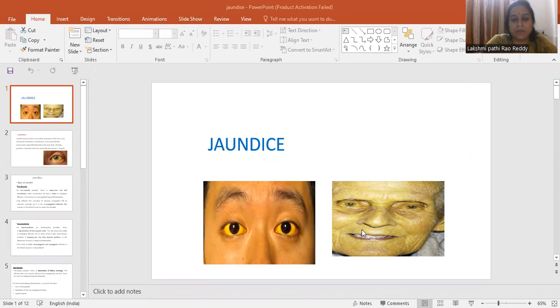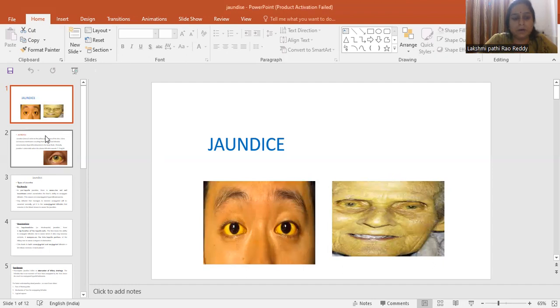By this image we can tell that there is a change in the conjunctiva part of the eye, and you can also see that there is a yellowish hue in the skin. It is a very pale yellowish color of the skin and conjunctiva. So by seeing we can see this yellowish discoloration of the skin.